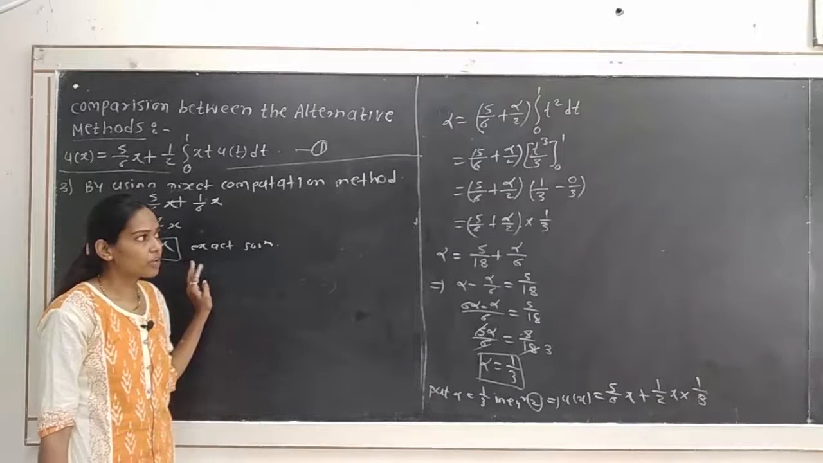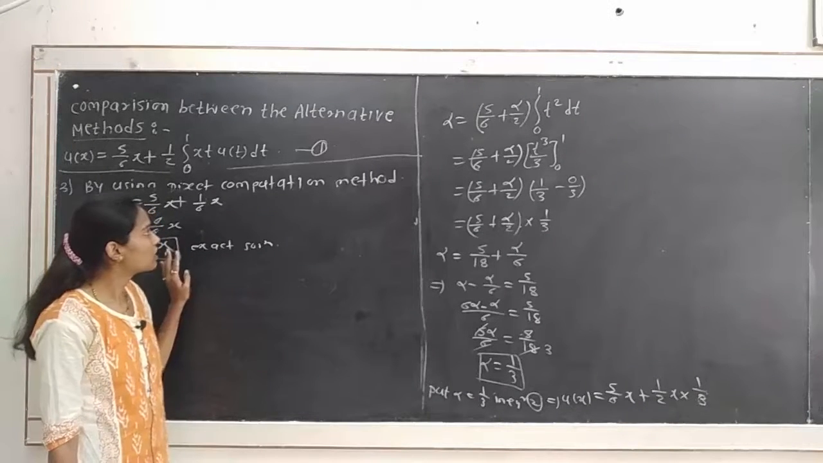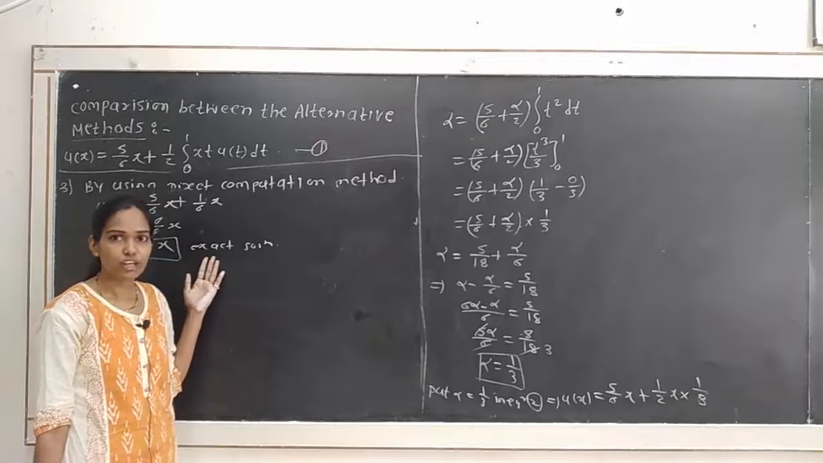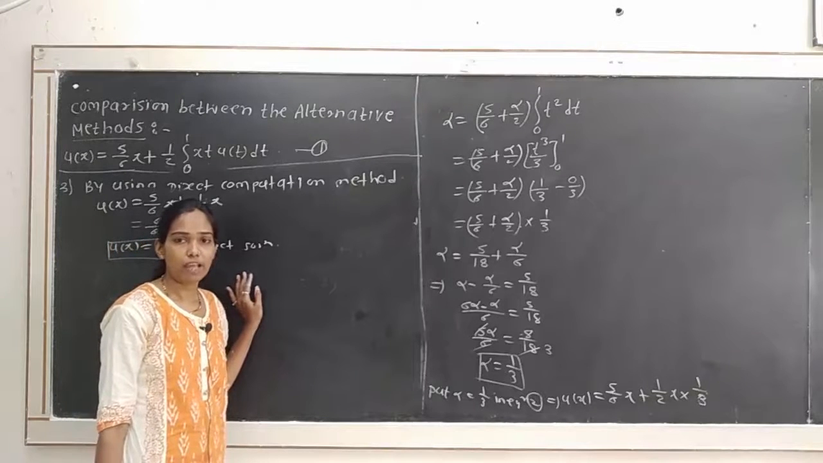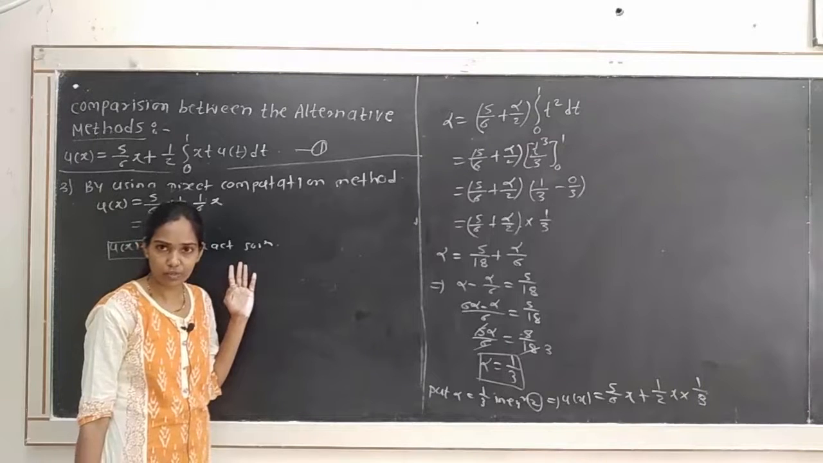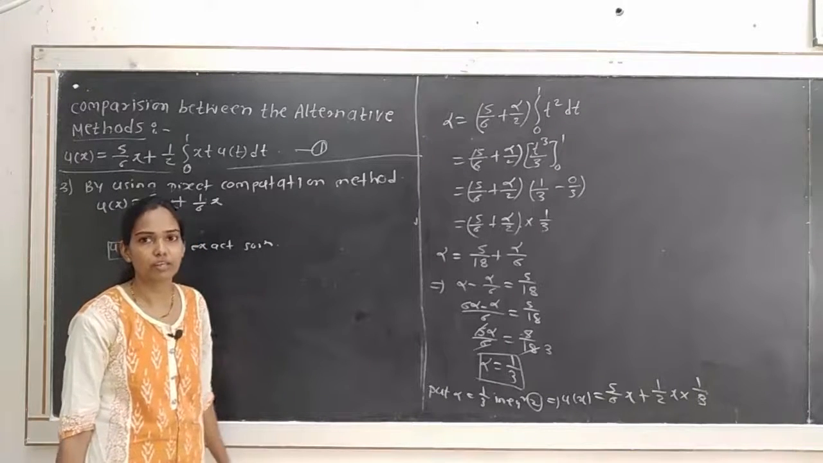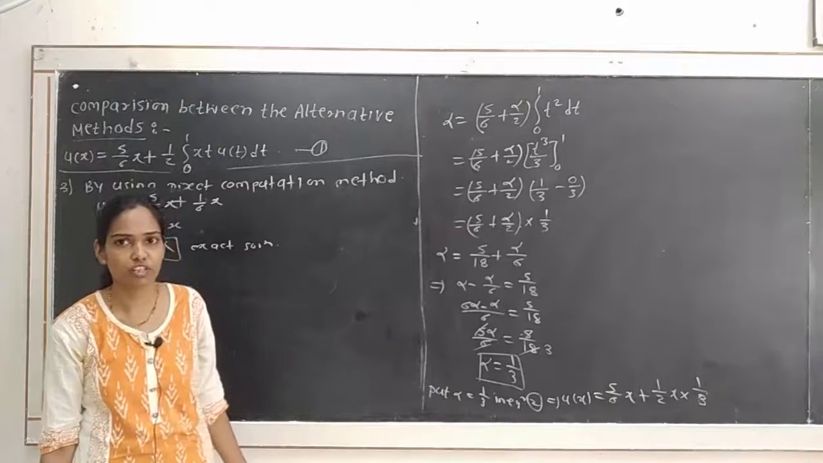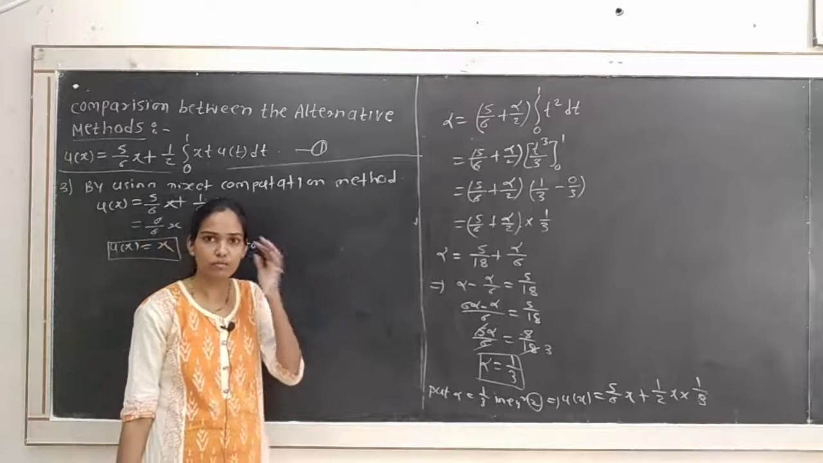So if we are asked a question in the exam only to find the solution, and the question does not specify which method to apply, then we can use the direct computation method, because it is very easy and less time is required for solving the example, and the number of calculations is also minimum.